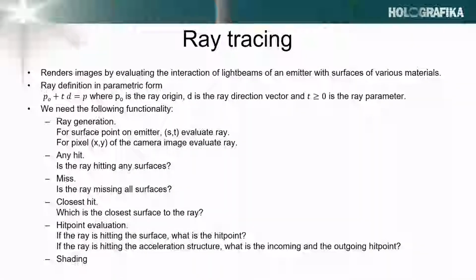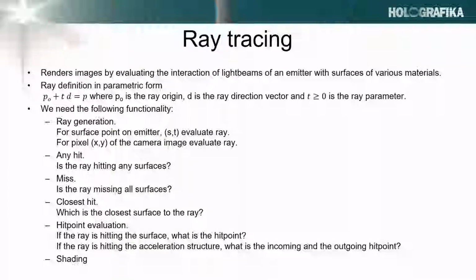Okay, so what is this ray tracing all about? We want to render images by evaluating interaction of light beams of an emitter with surfaces of various materials. Basically, we are shooting rays of light from light sources, and we check their path through space. Whenever they hit something, we evaluate what happens with the light beam. We have the ray definition in a parametric form, and we need the following functionality.